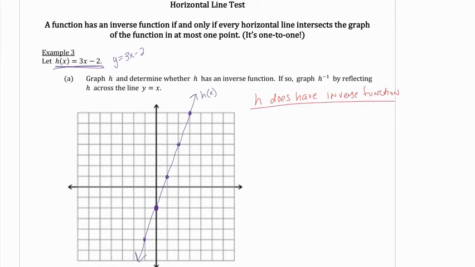Okay, so now we want to graph that inverse function, right? The easiest way to do this is to make a table of values for your original function. So for my h of x, if I make my x and y values here, and just pick all the points that I already plotted on my graph.